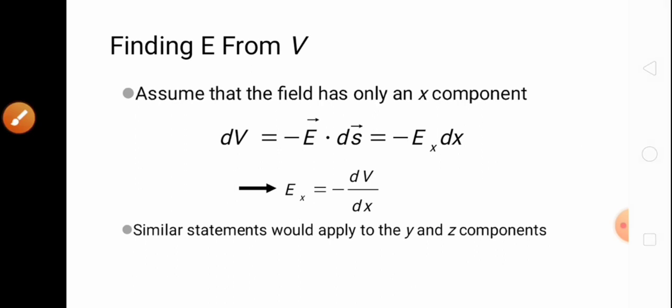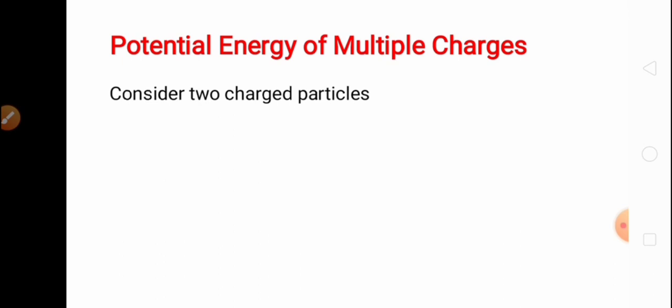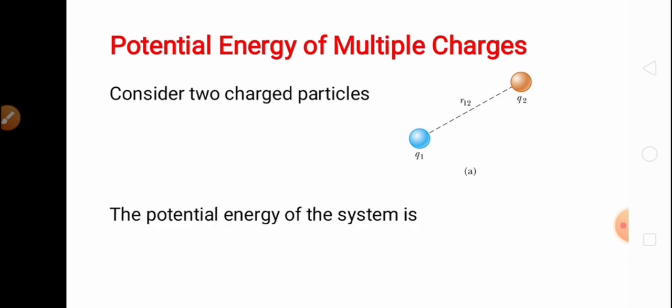Now, let's find the electric potential energy of multiple charges. Consider two charges Q1, Q2 here. What is the potential energy of the system? It is equal to K Q1 Q2 by R12.